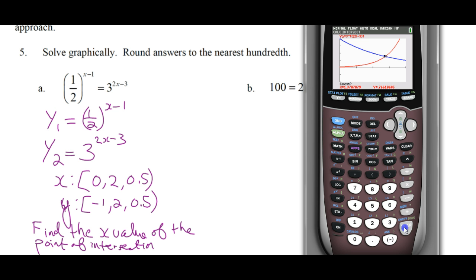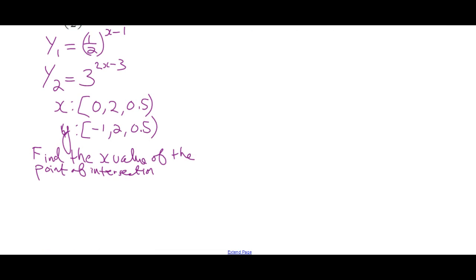I move to the point of intersection, or as close as I can get, and hit enter 3 times. So we got this 1.38 and so on, and can we change that to a fraction? x math enter. Nope, we can't. It said round answers to the nearest hundredth anyways. So 1.38.